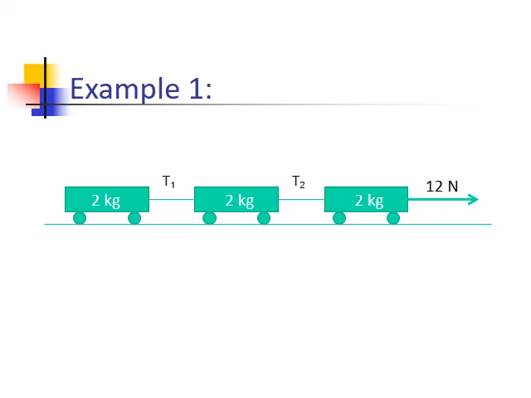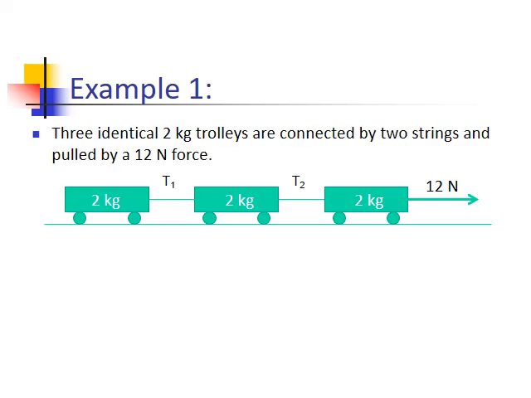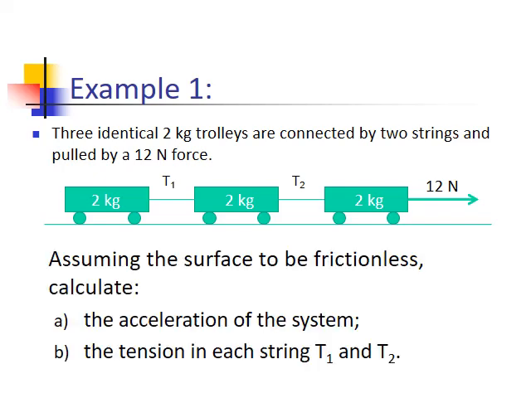So here's our first example. We've got three identical trolleys connected together by string, and we're pulling them along with a force. And our question is, assuming there's no friction, calculate the acceleration and what is the tension force in each piece of string.